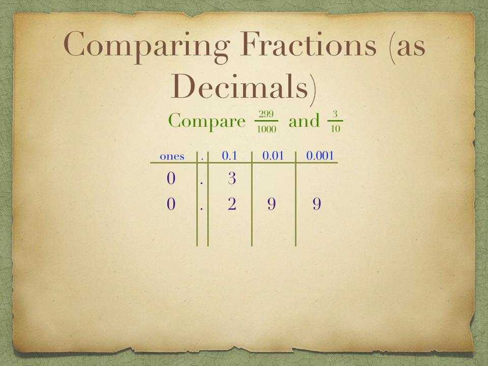But if we wanted to make 3/10 into thousandths, we could just add 2 zeros like that. This way they're the same length. And here we would see again that the 300 thousandths still has more tenths than the 299 thousandths. Therefore, the 3/10 is greater than the 299 thousandths. And we could write it like this. 299 thousandths is less than 3/10.